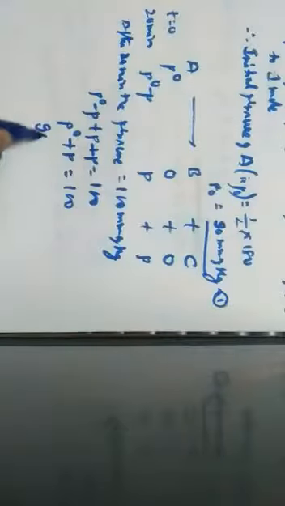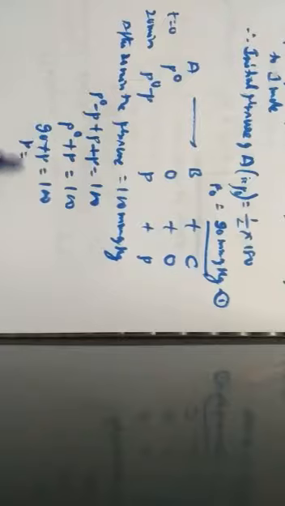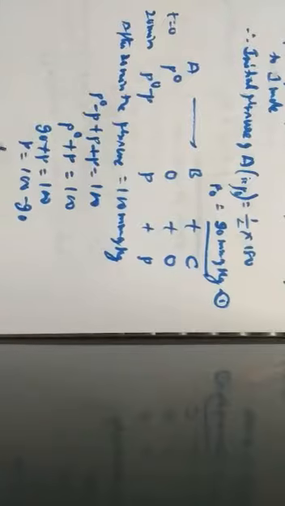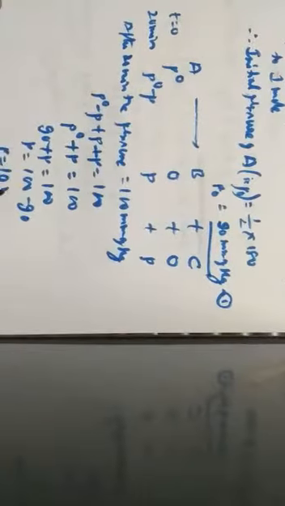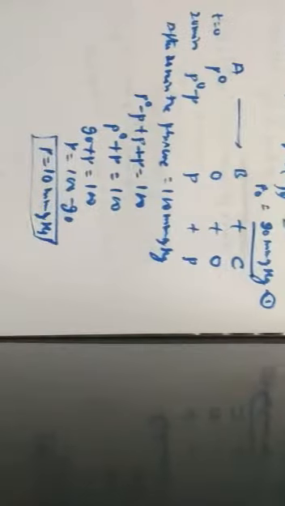Then I can write it as 90 plus P is equal to 100. Therefore, the pressure P is equal to 100 minus 90, that is P is equal to 10 mm of Hg. So here we have calculated the value of P, that is 10 mm of Hg.